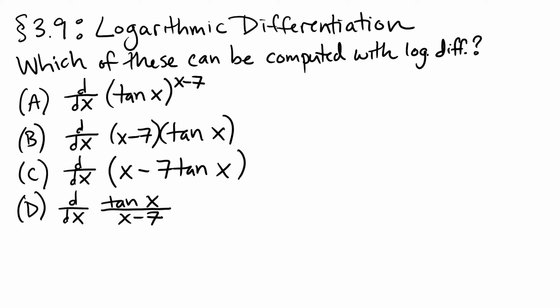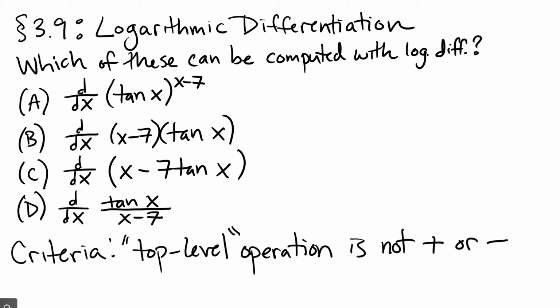And in the last video, we discussed the following criteria. We want that the top level operation, when we're computing our function, is not plus or minus, because we don't have log rules for those. So let's look through these one at a time and see what's going on.